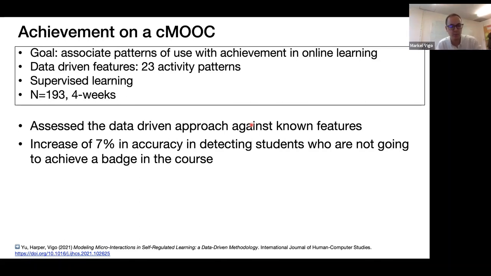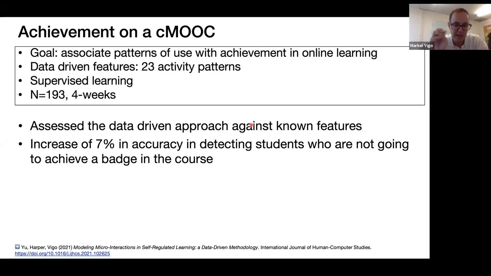And at the same time, we tried to compare the added value of these low-level patterns against the ones that are known and are of a higher level. And what we found was that by using this low-level approach, we could increase by 7% the accuracy in detecting whether students were not going to achieve a badge in the course.